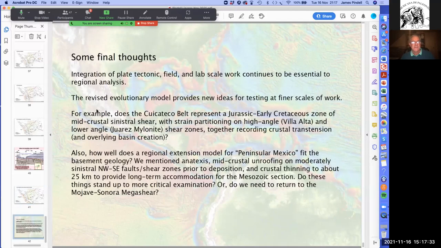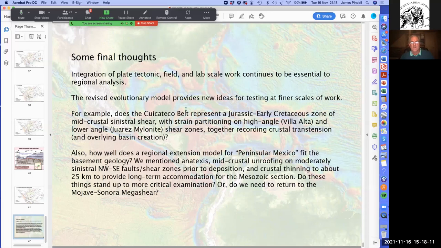But in conclusion, I won't run through conclusions, but to do this kind of work, you have to integrate plate tectonic data, field data, and lab scale work. All of those things have to happen, and you have to integrate them to make regional analysis. The revised evolutionary model provides new ideas for testing at finer scales of work. So lots of student work doing theses to try to test some of these ideas. For example, here are two.